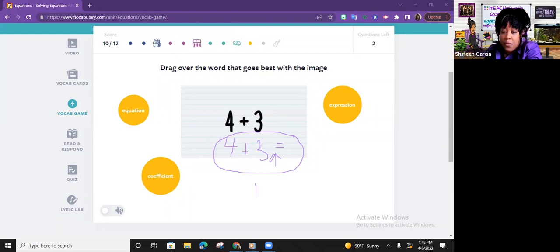If it's 4a, then the 4 would be the coefficient and the a would be the variable, because the coefficient is the number that's married to the variable. Okay? The only way we get it is to keep going over it.